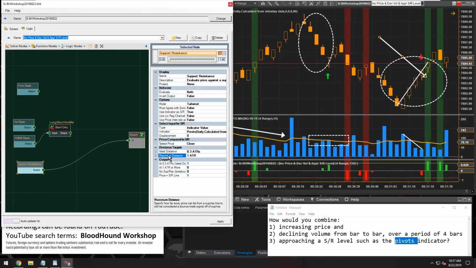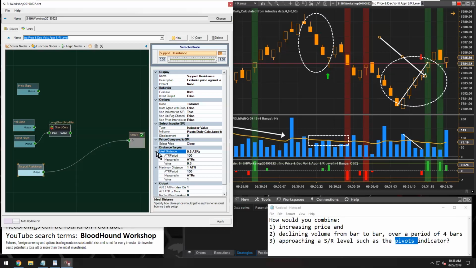looking at the bigger picture of BloodHound, it works using fuzzy logic, right? So in other words, as price gets closer and closer to your level, you can kind of set up this range here, and the output from the support resistance level will increase as price gets closer and closer to your support resistance level. So that's why we have two distances, because of the fuzzy logic capability. However, most people like to just use fixed values here.